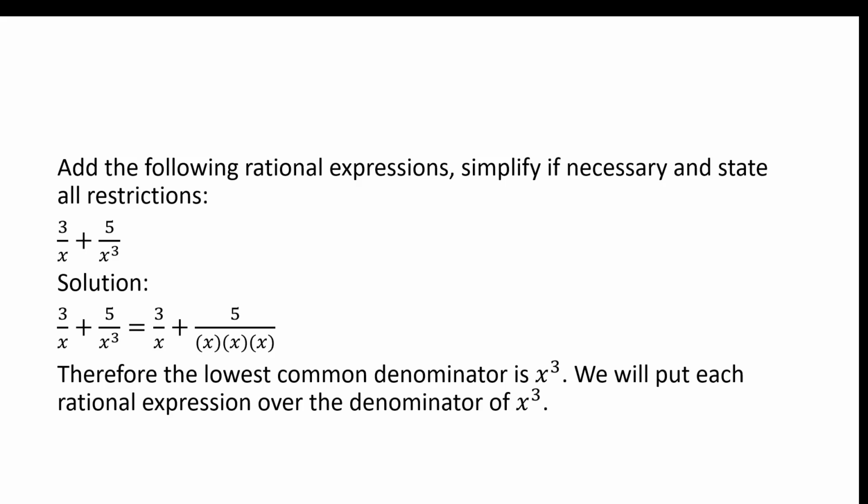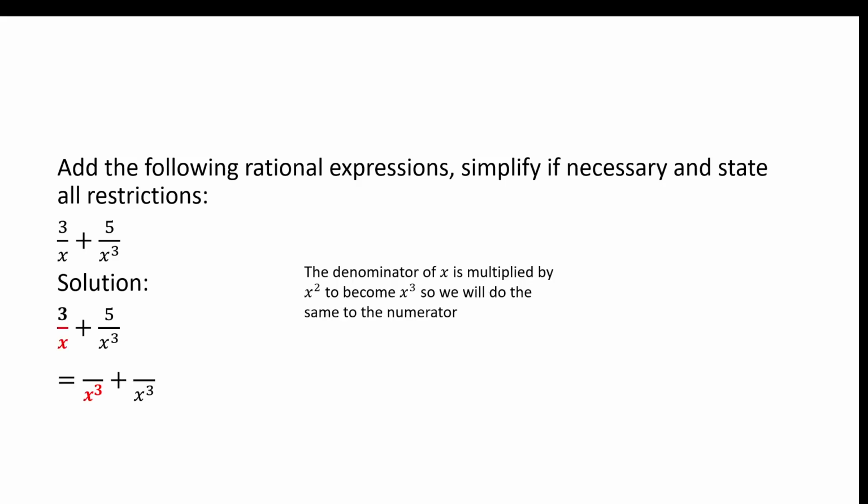So what we're going to do next is put each rational expression over the denominator of x cubed. So the denominator of x, the one you see in red, is multiplied by x squared to become x cubed. So since we multiplied the first denominator, which was x, by x squared to get x cubed, we're going to do the same thing to the numerator of that rational expression.